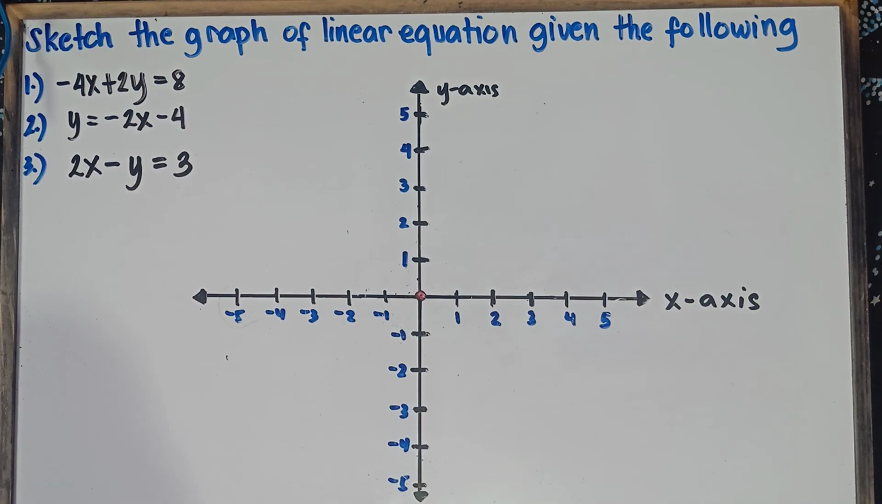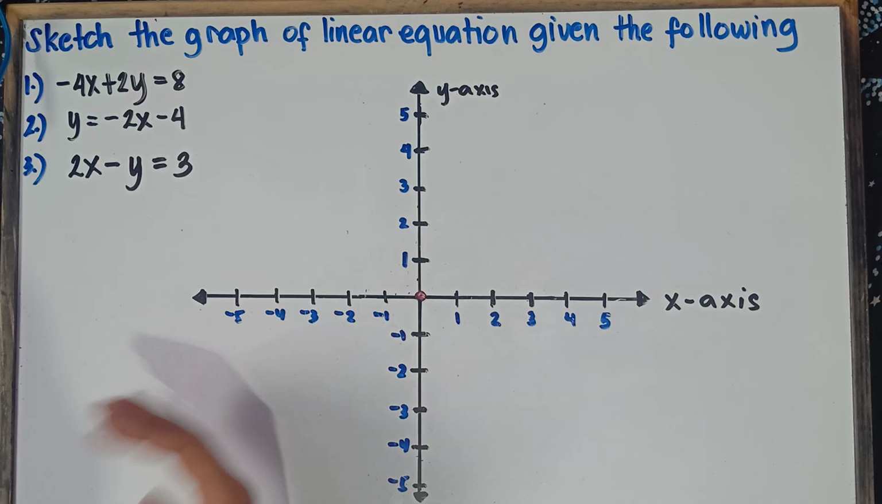Our topic for today's class is we're going to sketch the graph of a linear equation given the following. I will give you 3 examples so you can really understand this one, and we'll be answering it step by step. Alright, so for given number 1, we have negative 4x plus 2y equals 8. Now the question is, how will you graph this linear equation?